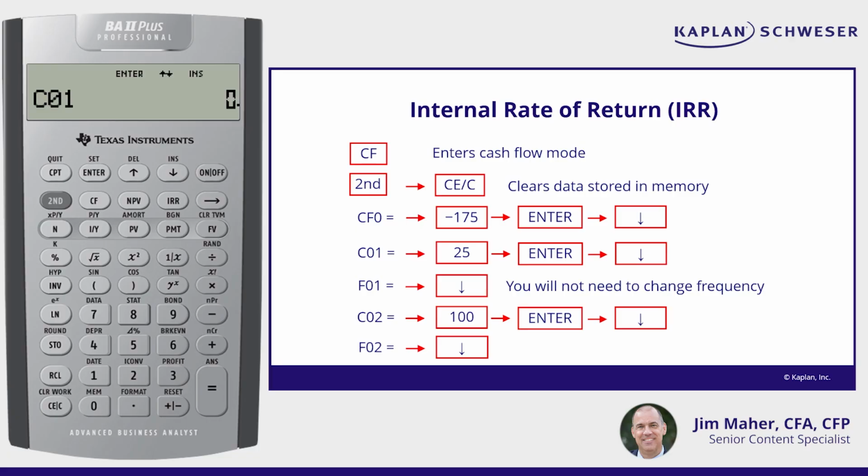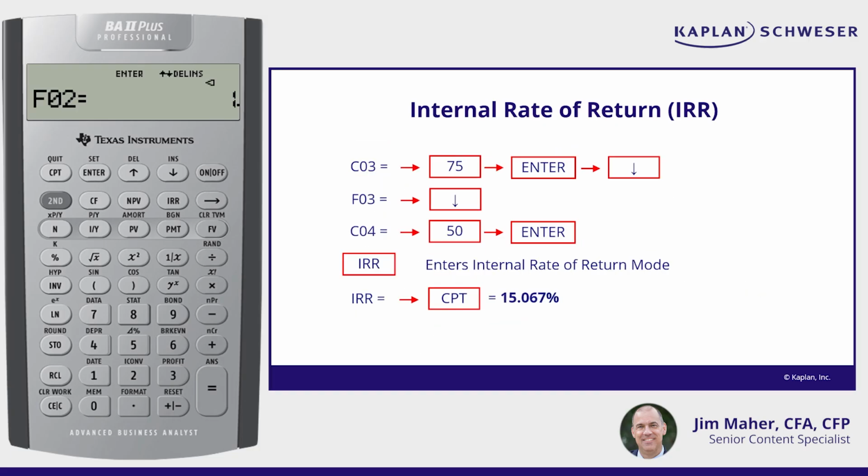Now you go 25 here. We're going to enter that, and then we're going to scroll down, and we're going to hit our down arrow, and that's going to be our frequency of 1 once again. You don't need to change that in this example. And then 100 for our second cash flow. And now I'm going to move our slide once again ahead. We're going to do our cash flow at time 3 of 75. And we're going to hit our enter. And then we're going to go down once again to our cash flow at period 4. We're going to enter that.